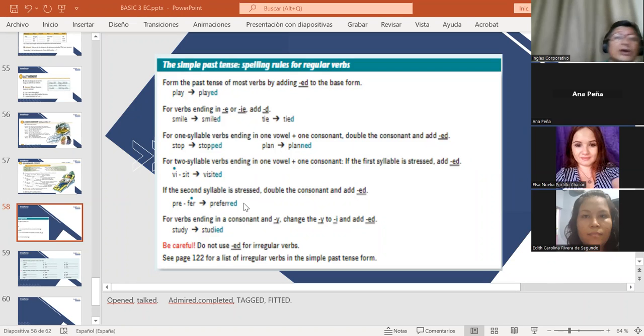Oh, teacher, quiere decir que no solo los monosílabos. No, this is another exception. And we're talking about verbs that have more than one syllable, so we say preferred. The stress is on the second syllable. Ah, como está en la segunda sílaba, y lleva la secuencia consonant, vowel, consonant, we double the last consonant. ¿Qué es eso de double the last consonant? Duplicar. And add ed, so preferred.